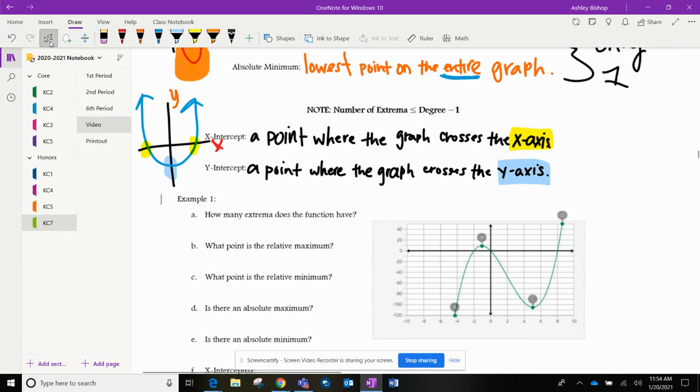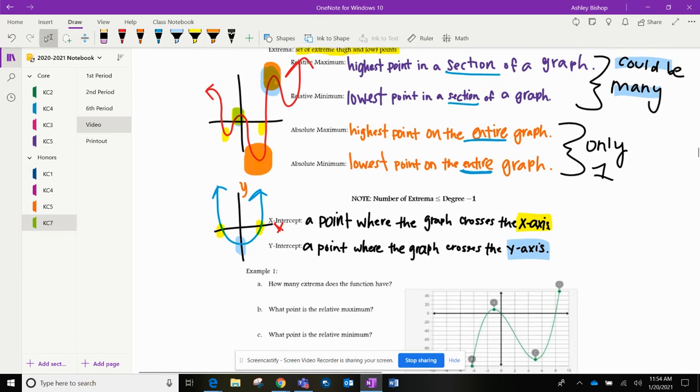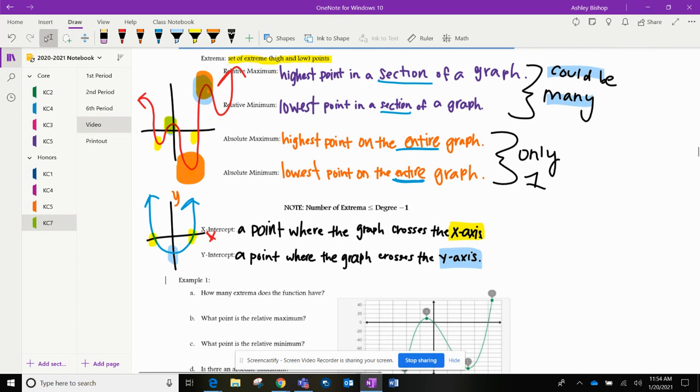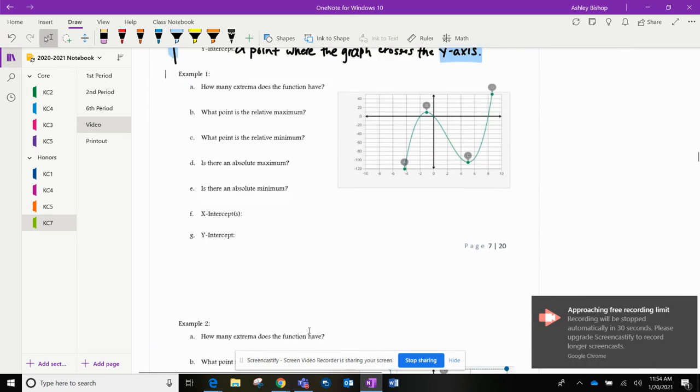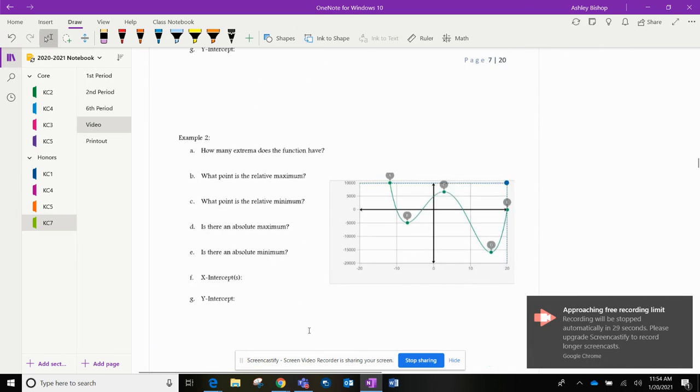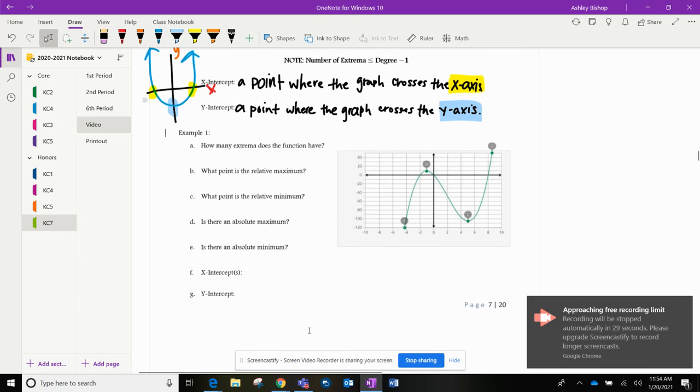All right, so again, make sure that you have all of this written down. And if you have any questions on this, just let me know. But we are going to jump into 2 examples. We're going to do one on this page and one on page 8. So there's about 2 more videos coming your way.